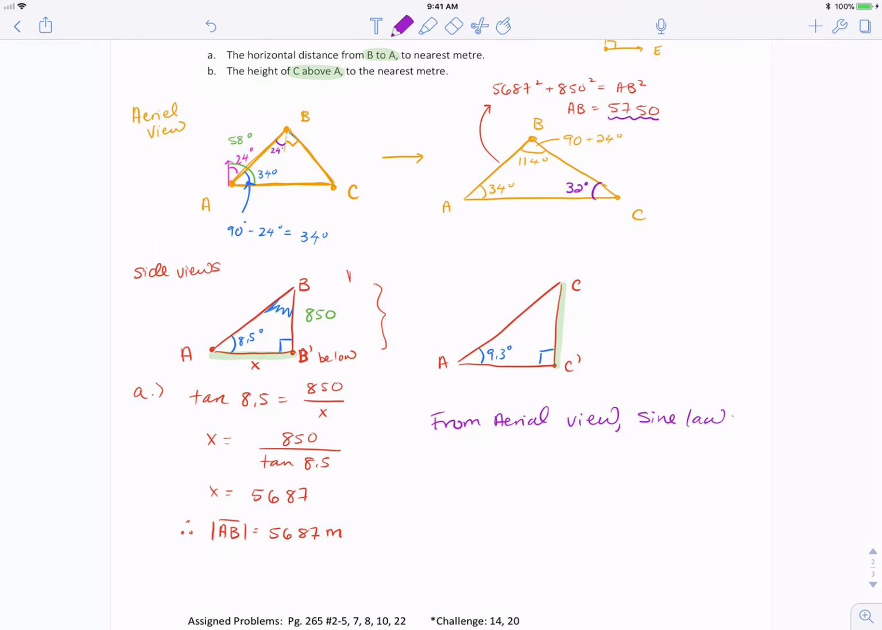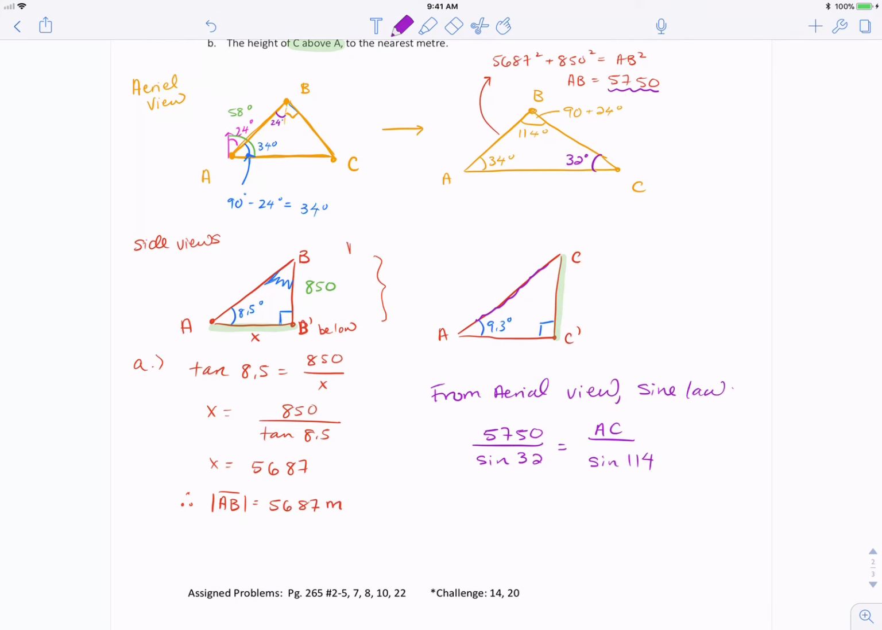So let's set up a sine law. The length of 5750 over the sine of 32 should be equal to the length of, let's say, AC, that's the side I want to solve for, over the sine of 114. Okay, so I actually just switched the side length I was solving for. The reason being, it gives me a faster way to solve my problem. So I'm doing those two opposites. Remember, my goal is to get a side length in this diagram right now.